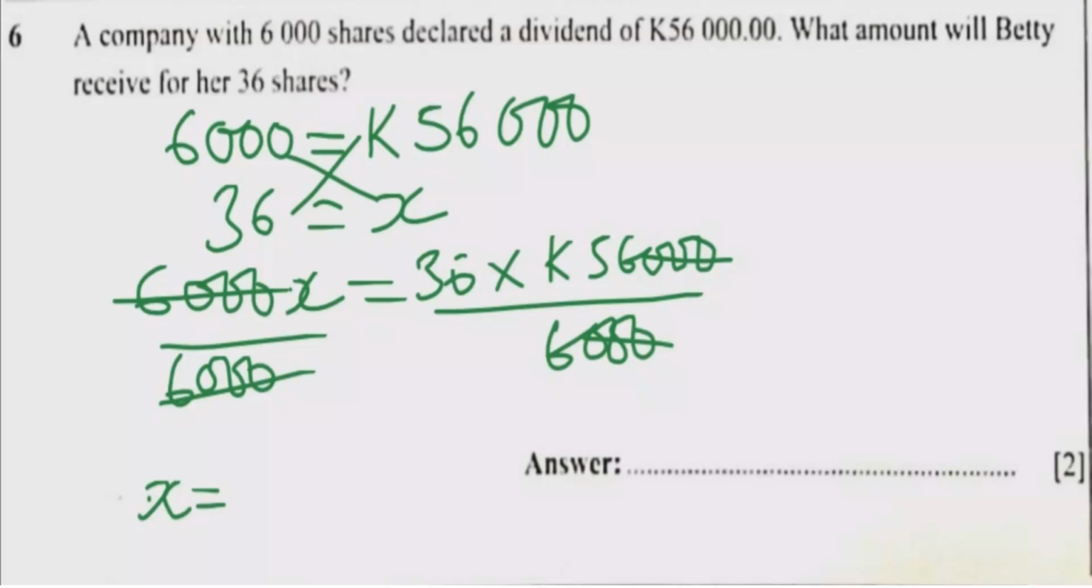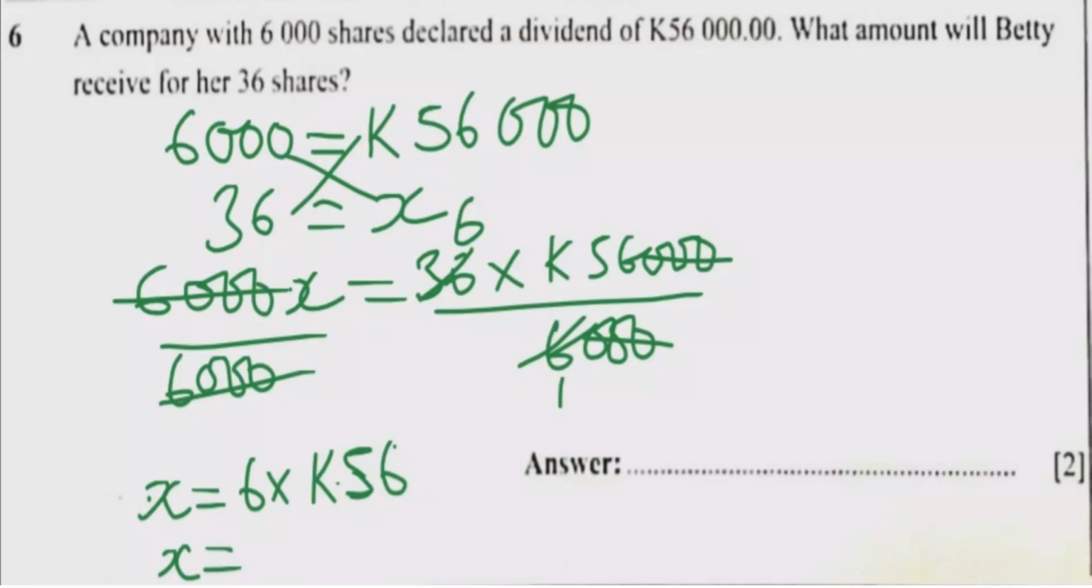Now 6 into 36, 6 into 6, it's 1. 6 into 36, it will go 6 times. Okay, now what we are remaining with, 6 times 56 kwacha. So what do we do now? What we can do is, now we can say x is equal to 6 times 56.